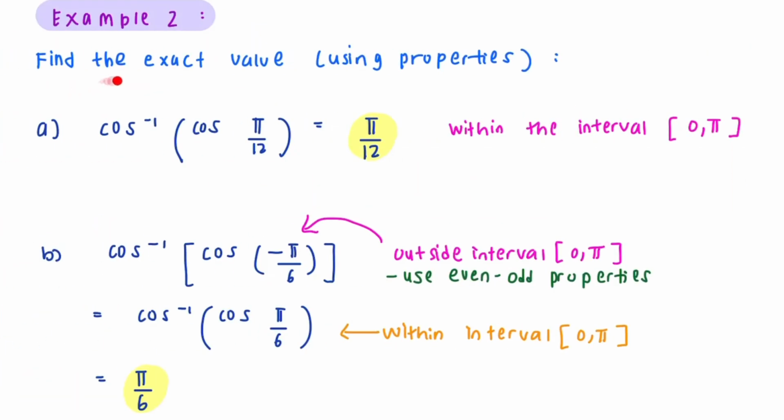Now let's see the example here. Find the exact value using the properties. Inverse cos compose cos pi over 12. So let's see here, pi over 12, we must make sure that it is within the domain of cos, which is between 0 and pi. So pi over 12 is in the first quadrant. Therefore, we can just write our answer as pi over 12.